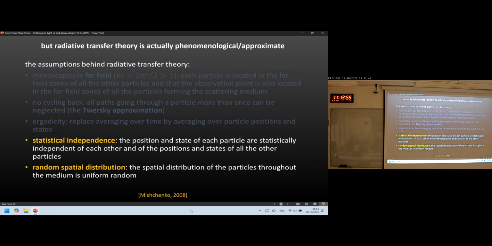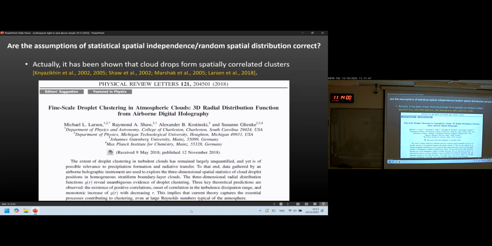Before I explain why, I'll just talk a minute about the statistical independence and random spatial distribution. Is that assumption good? Actually, it's been shown that no. It turns out that cloud drops form spatially correlated clusters. They cluster inside of clouds in a spatially correlated way. That assumption isn't correct. And not just one study has shown that, but a number of studies. This is the most recent of those studies, using airborne digital holography showing these spatially correlated clusters. So that assumption in radiative transfer theory is not correct.